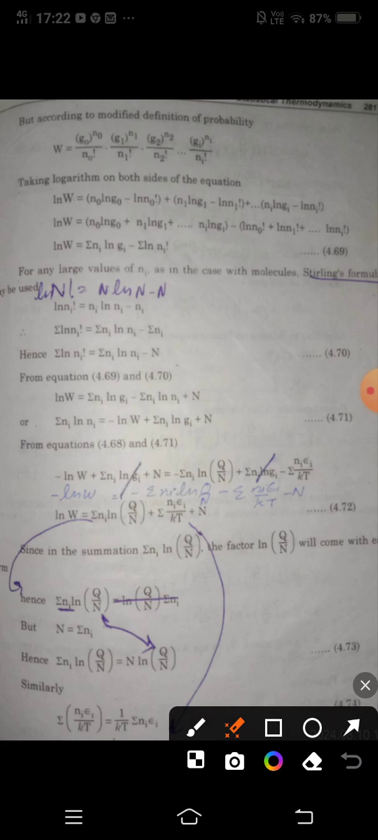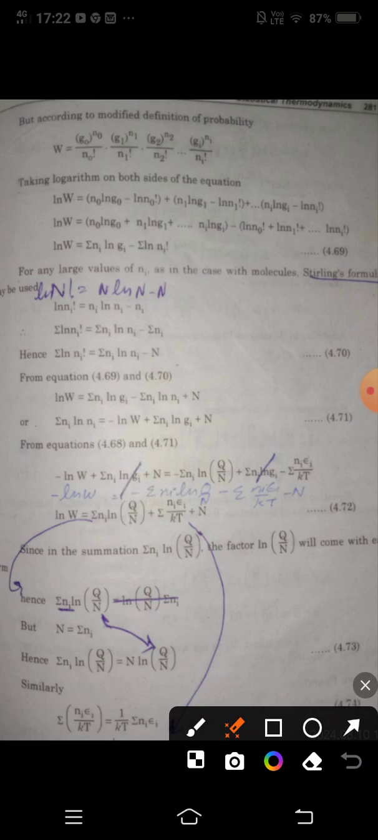After that, according to Stirling's formula, which you have studied, n factorial is equal to n natural log n minus n. In the same way, we will talk about the selected number of particles, that is ni. By applying the same Stirling's equation, the formula appears in this way. So here we will apply the summation on both sides. When you apply this summation, the summation of natural log ni is replaced by this value, because this is equal to this.